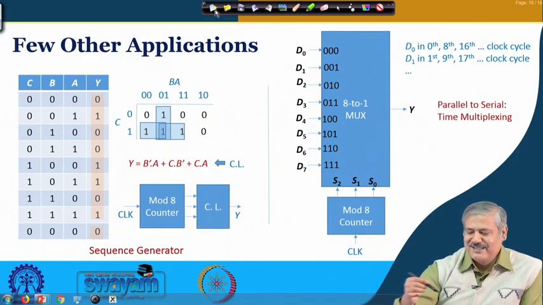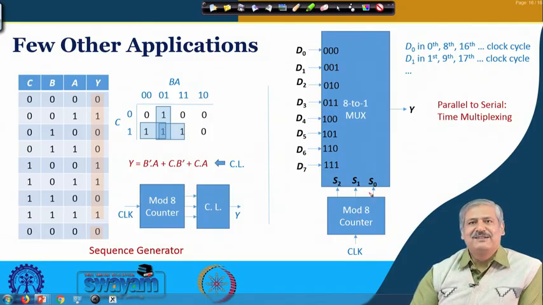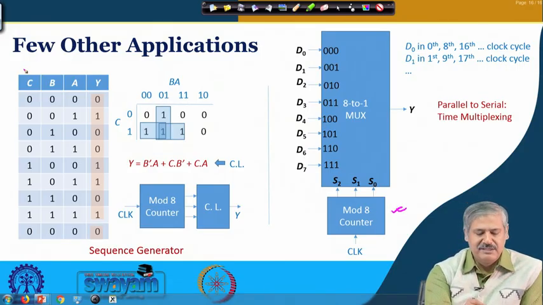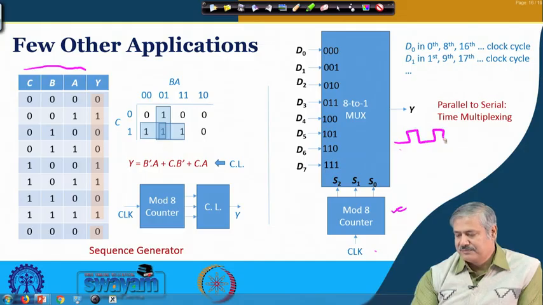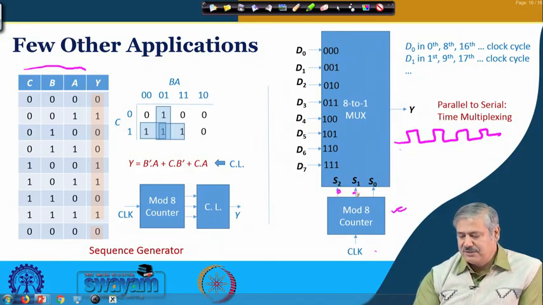Now, you consider that the selection inputs are fed from a mod 8 counter, right, which is your CBA, the CBA that you have seen here, okay, and a clock is fed to this counter. So, 0 0 0, 0 0 1 and so on and so forth. So, this is the clock.